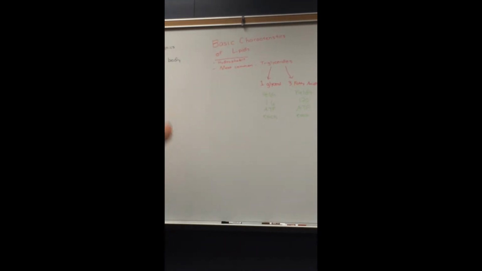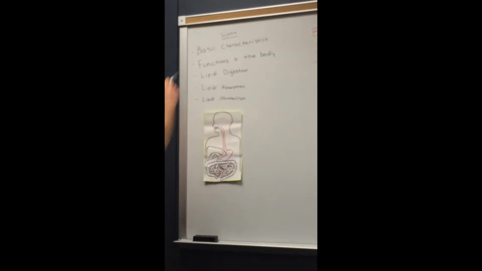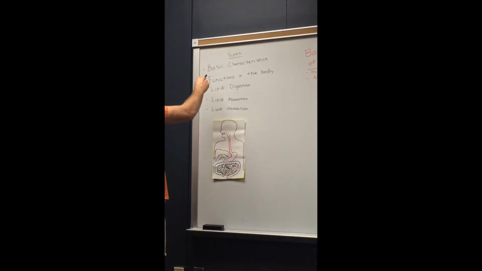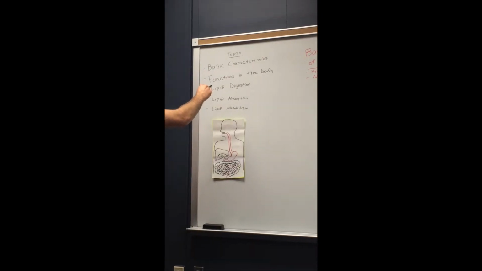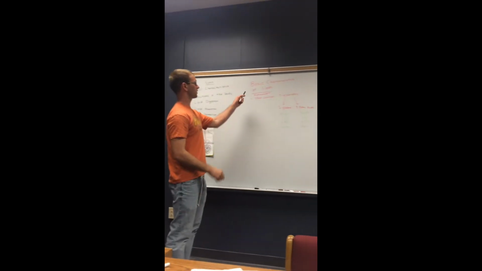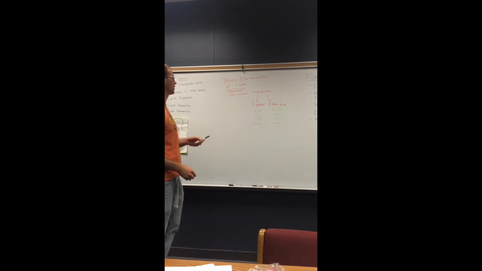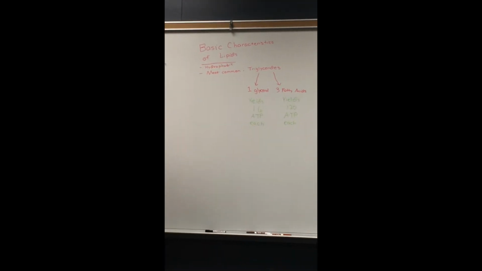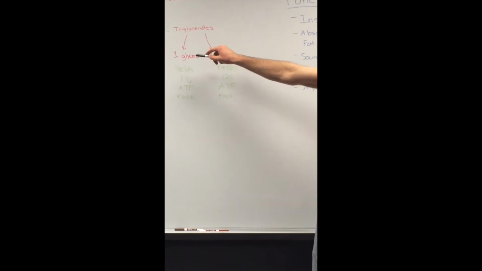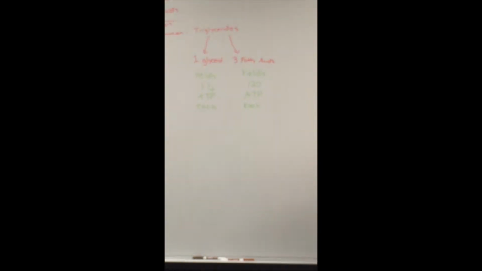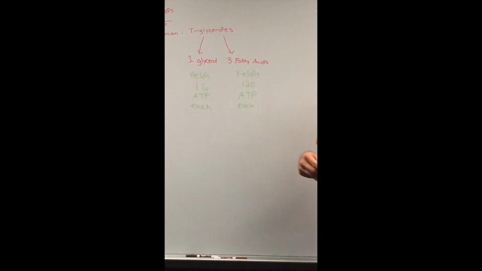Alright, today we will be going over some topics on lipids. We'll be going over the basic characteristics, the functions in the body, lipid digestion, lipid absorption, and lipid metabolism. Some of the basic characteristics of lipids are they're hydrophobic. Their most common lipid is triglycerides, which are made up of 1 glycerol and 3 fatty acids. Each glycerol yields 16 ATP. Each fatty acid yields 120 ATP each.